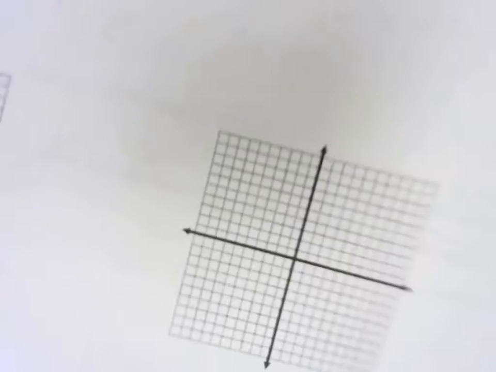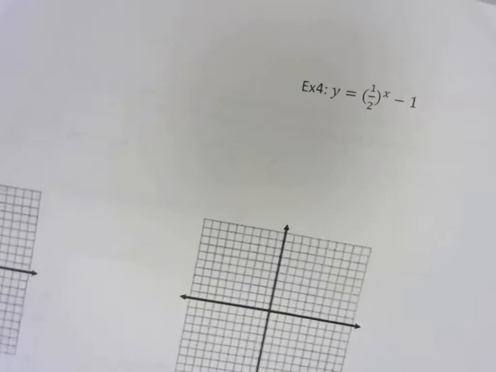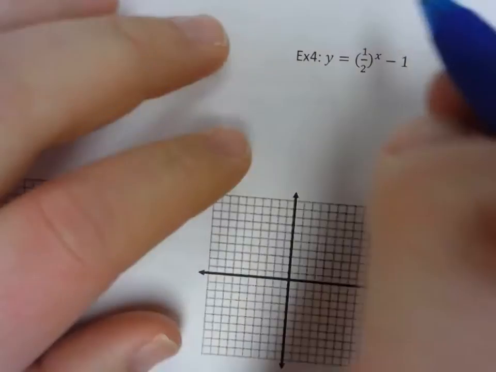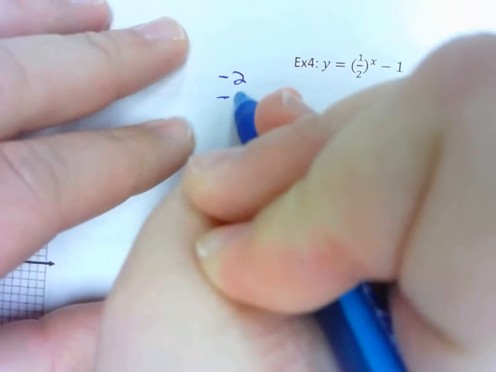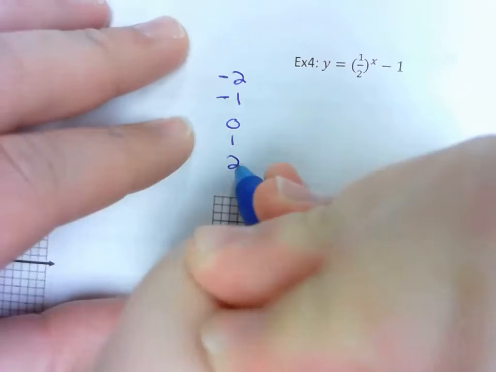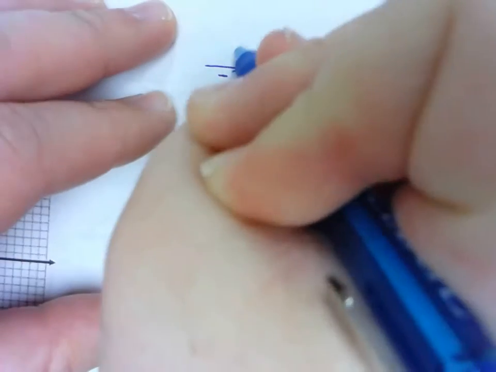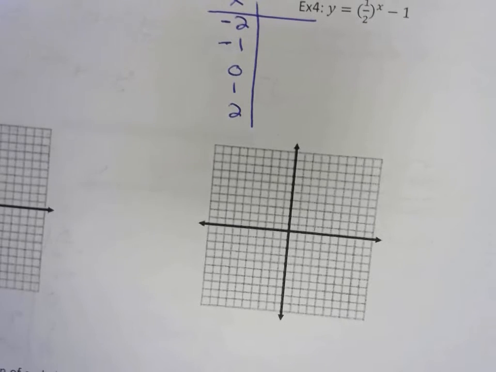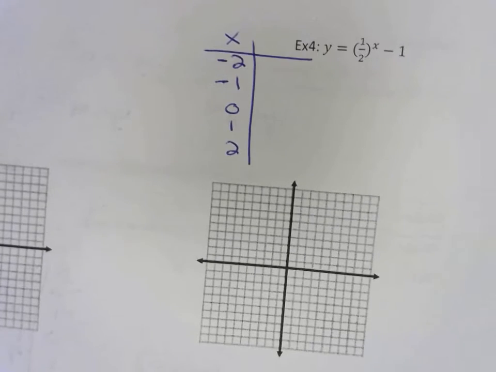Okay, let's look at a couple more. Let's go ahead and look at example 4 real quick. I'm skipping around. Let's look at example 4. Okay, if I want to graph this, we are going to make a chart, make a table. So -2, -1, 0, 1, and 2. Always start with those 5 x values when you're doing exponential. -2, -1, 0, 1, and 2.